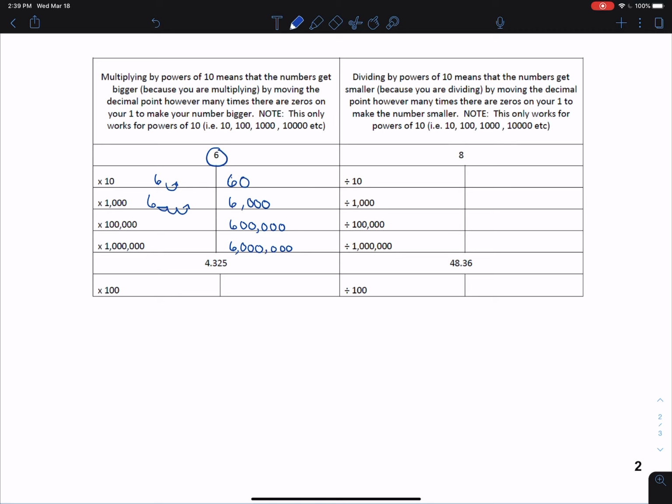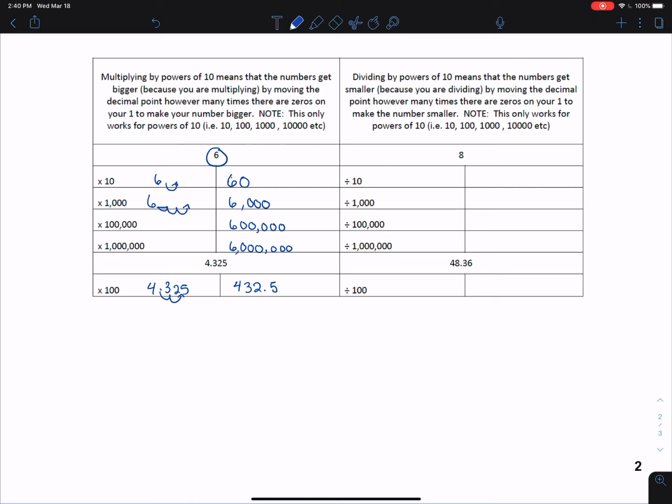If I look at this last one where I have 4.325 times 100, remember I'm bumping my decimal point 2 places to the right, not just adding 2 zeros at the end. So I'll end up with 432.5. If I look at this right-hand side of the table, we're also going to deal with powers of 10, but we're going to look at dividing by them.